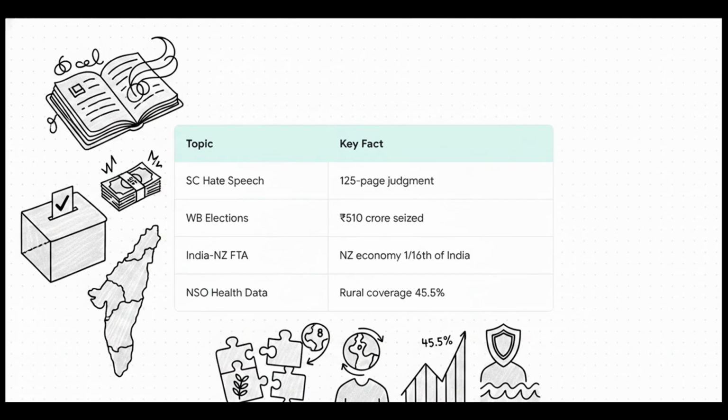On the economic front, the New Zealand economy is exactly 1/16th the size of India's, making this our 8th major recent trade pact. And critically for social issues, rural health insurance coverage now sits at 45.5%, even as the stark reality shows out-of-pocket hospitalization costs have inexplicably doubled.